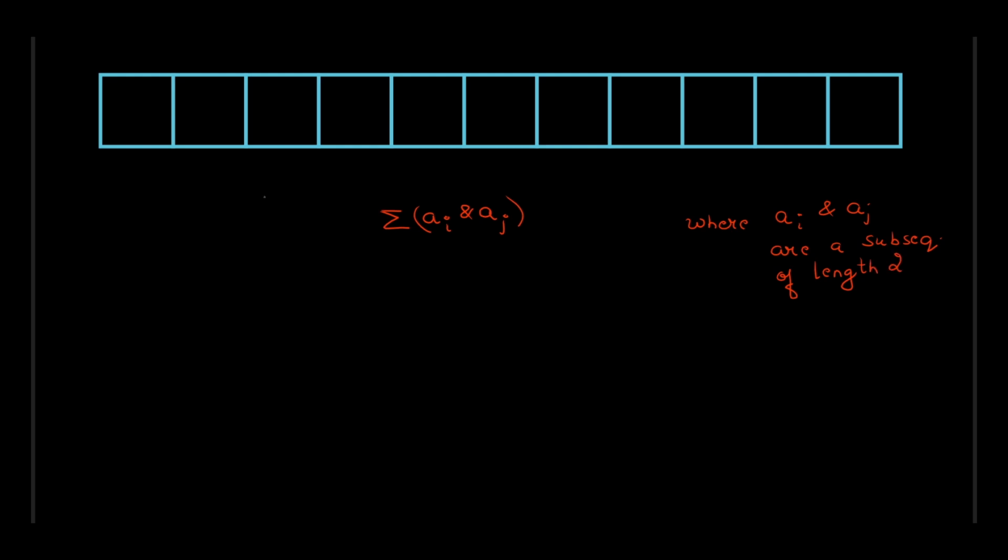Given this array, how do you efficiently compute the bitwise AND of all the subsequences of length 2 and then sum them up? For example, this is one subsequence of length 2. You compute their bitwise AND, and you add it to the final sum. Then this is another subsequence of length 2, you compute their bitwise AND, and then you add it to the result. So how do you solve this problem efficiently? Of course, you know that there can be a lot of subsequences, so computing them naively is not feasible.